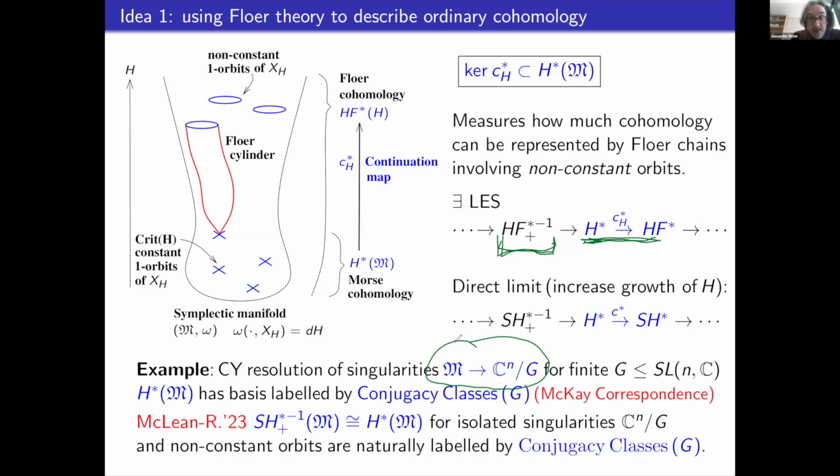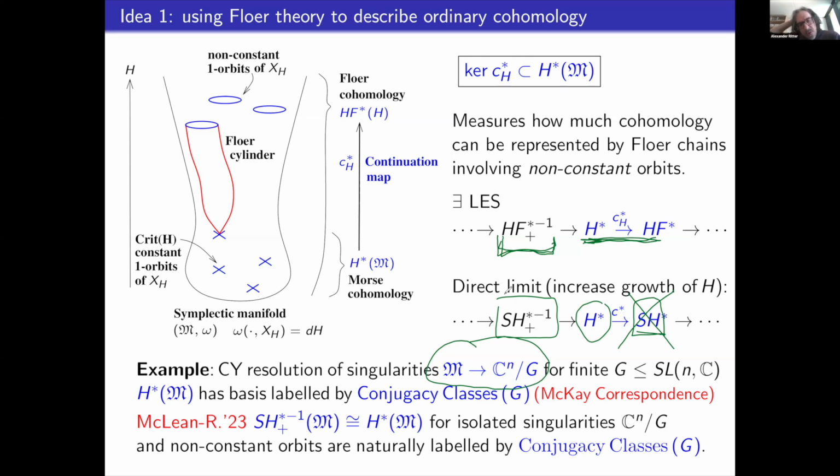And in this situation, what happened in the Floer theory case is that the symplectic cohomology vanished. And so we got a presentation of the ordinary cohomology in terms of this positive symplectic cohomology. So basically generated by these non-constant orbits. And these non-constant orbits at the chain level were labeled in a very natural way by the conjugacy classes.